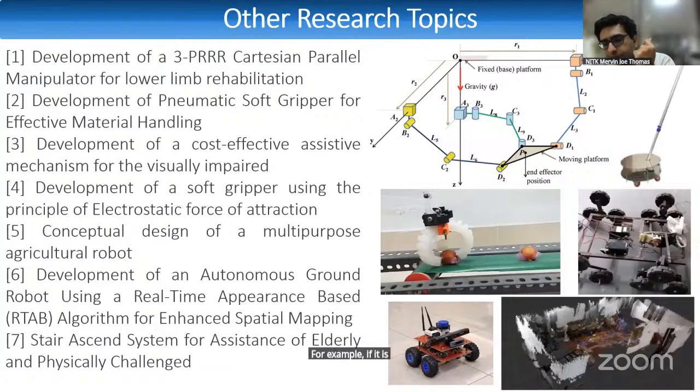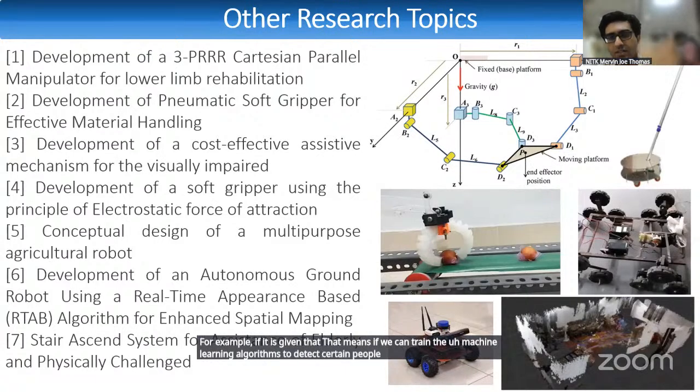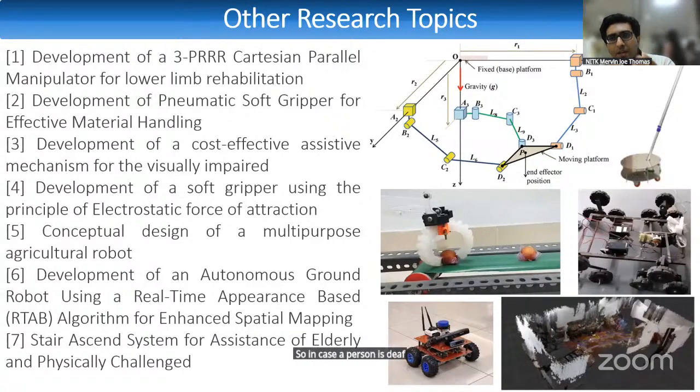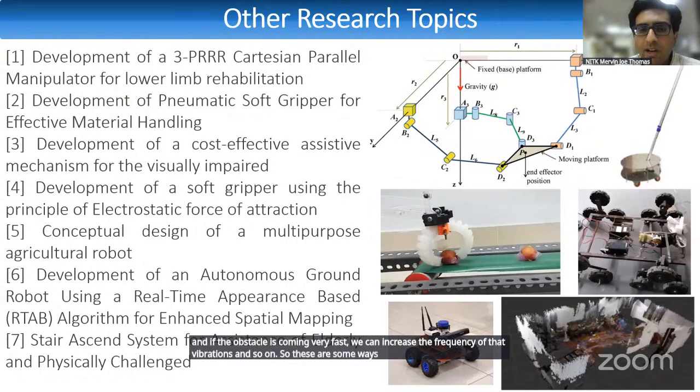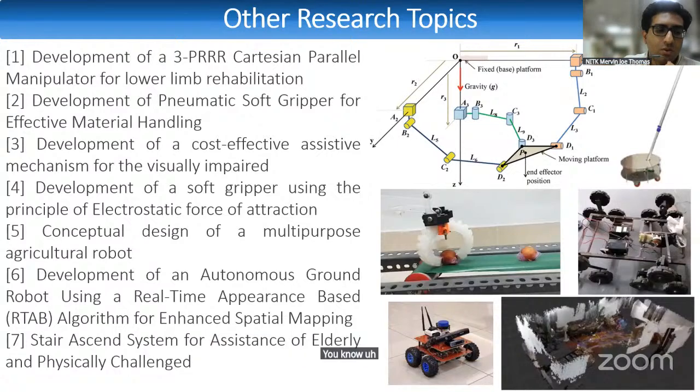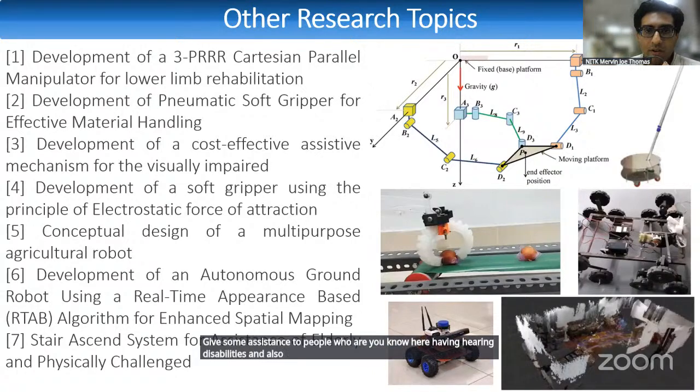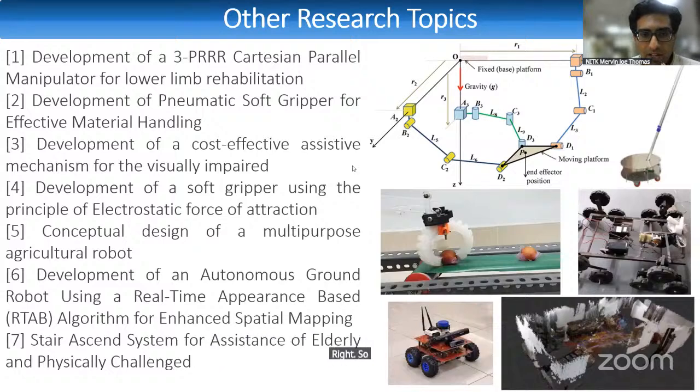If we can train a machine learning algorithm to detect certain people, faces or objects, it can give that audio feedback. In case a person is deaf also, we can give haptic feedback. Based on vibrations, they will understand whether there's an obstacle, and if the obstacle is coming very fast, we can increase the frequency of the vibrations and so on. These are some ways by which we can give assistance to people with hearing disabilities, and also audio feedback for blind issues, right? So for the hearing impaired, I believe I have answered your question.